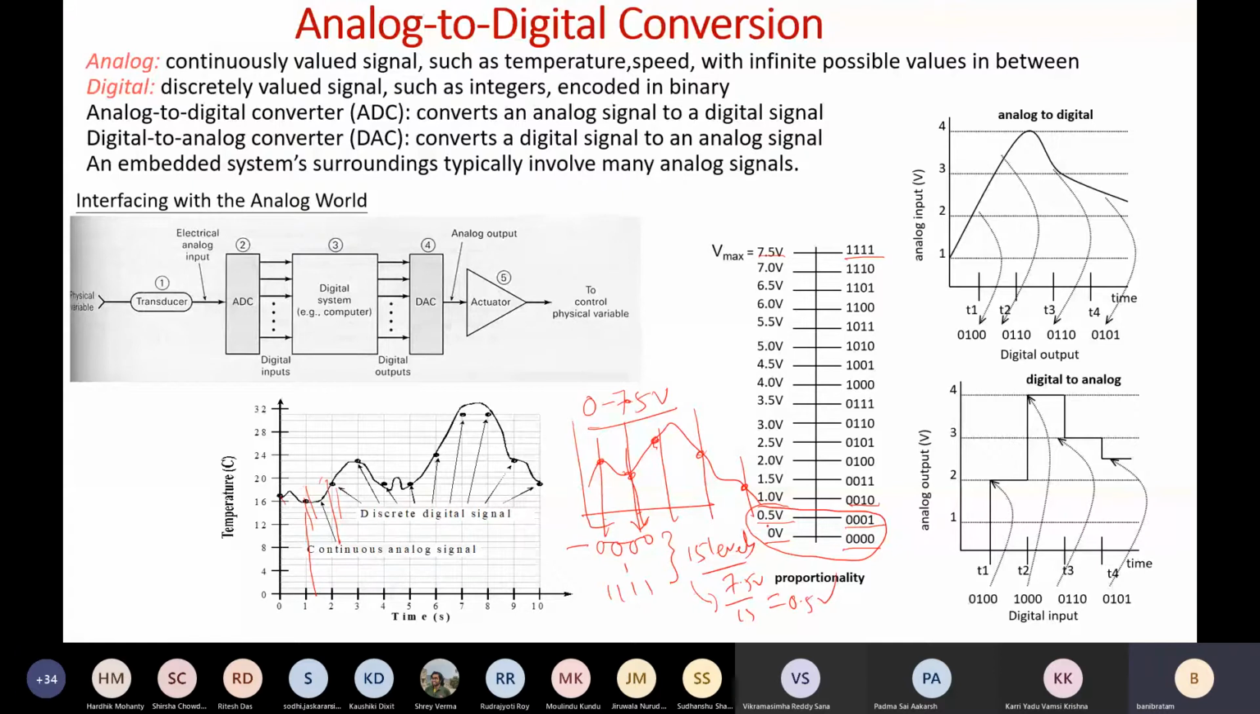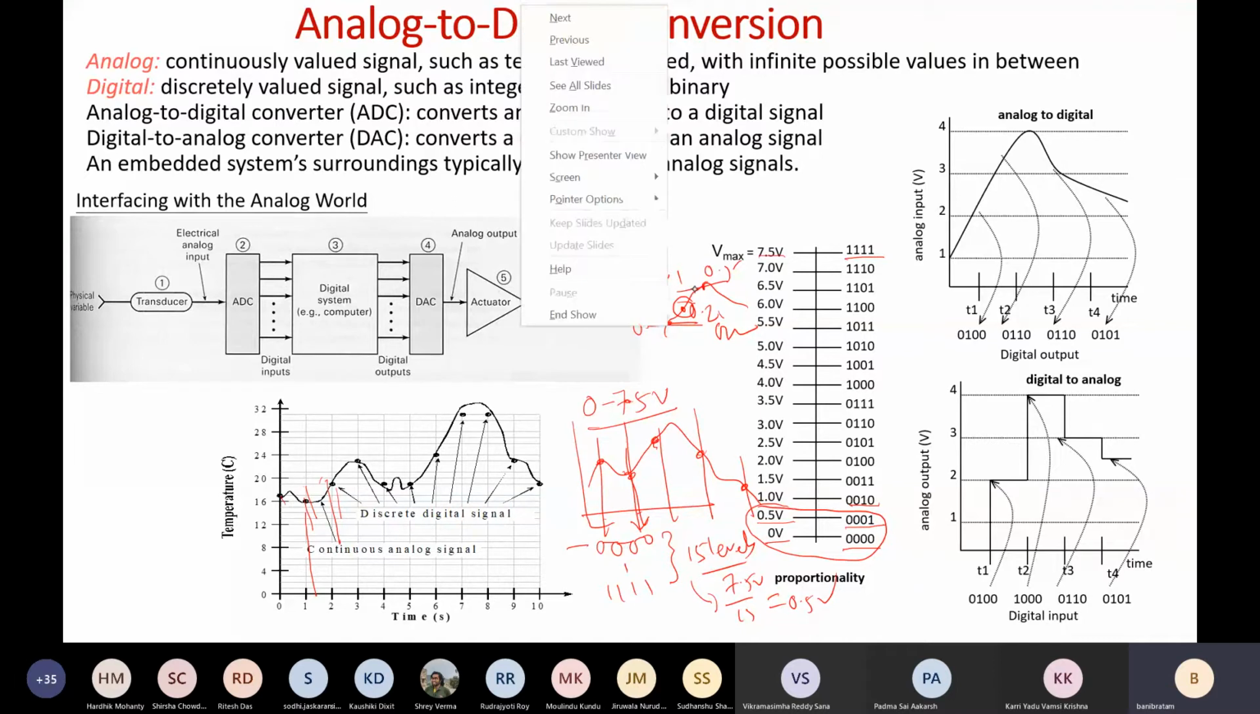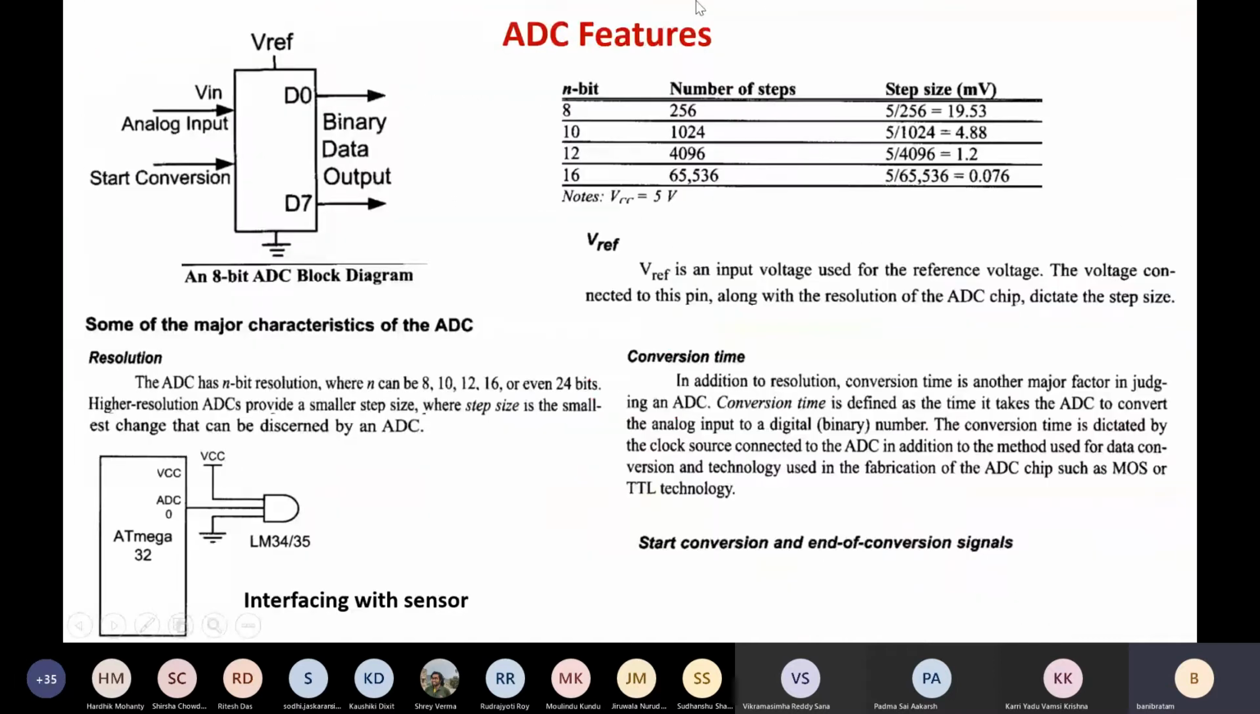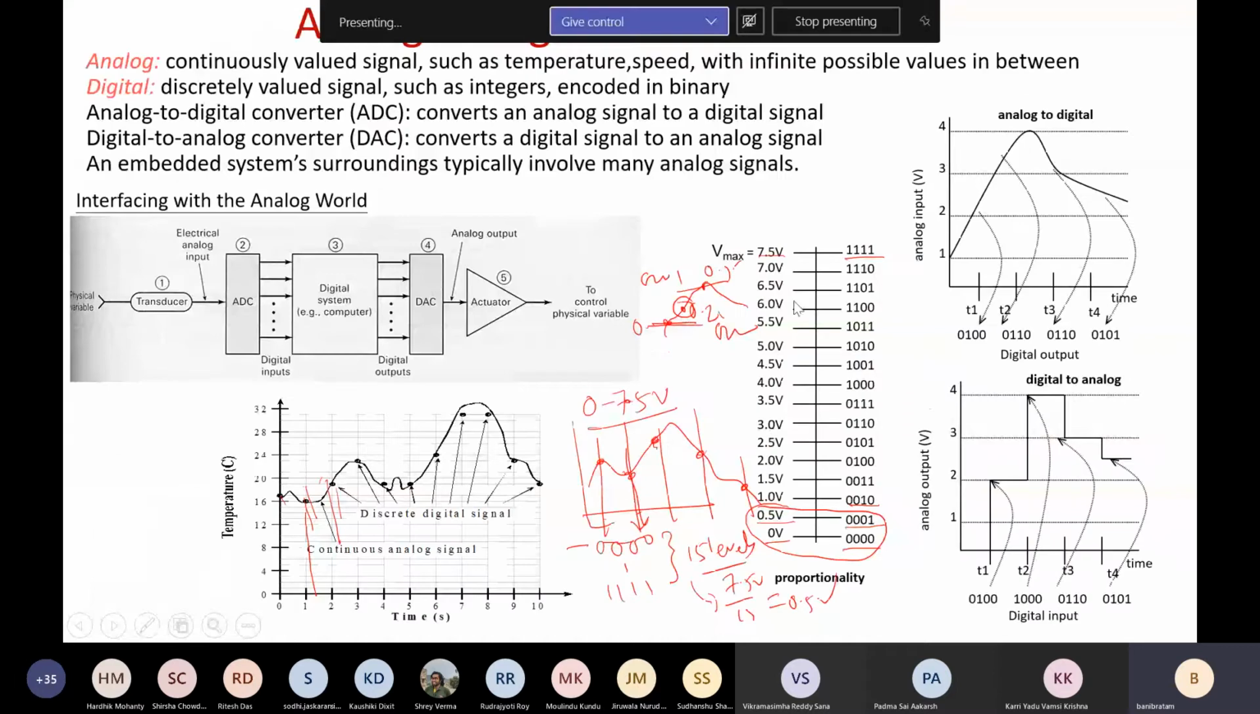Suppose you have some value between 0 and 0.5. Here you have this analog signal where this is your 0 volt, this is 0.2, and this is 0.5. So 0 can be mapped to 0000, and 0.5 can be mapped to 0001. But what about this 0.2? 0.2 has to be mapped either to the 0 level or the 0001 level, isn't it? So with a 4-bit representation, the minimum measurement possibility is 0.5 volt, right?